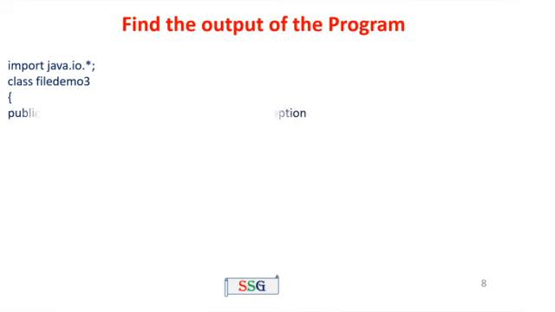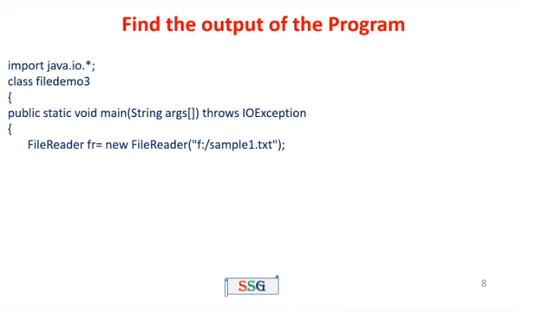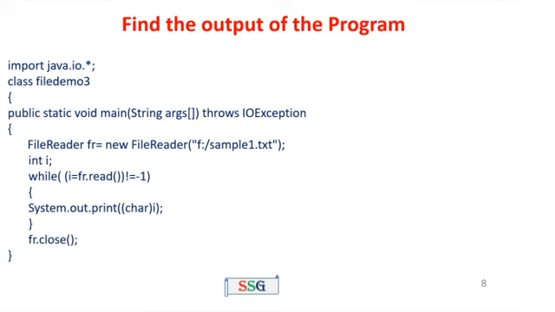Next one, the program imports java.io.*, class FileDemo3. Here we are using the FileReader class only. Okay, FileReader fr equal to new FileReader("f:/sample1.txt"). Already sample1.txt contains the capital A to capital Z values. Then int i, while (i = fr.read()) not equal to end of file, up to the end of file.